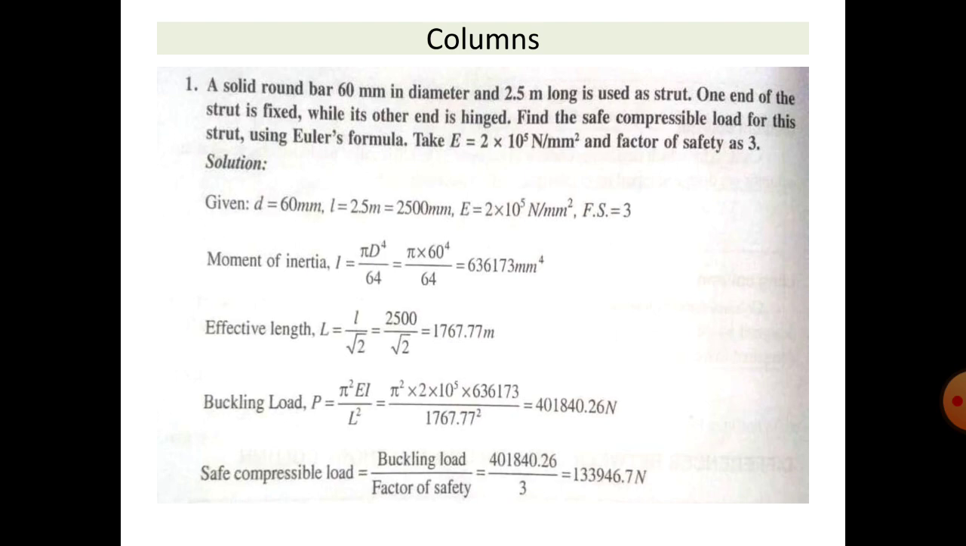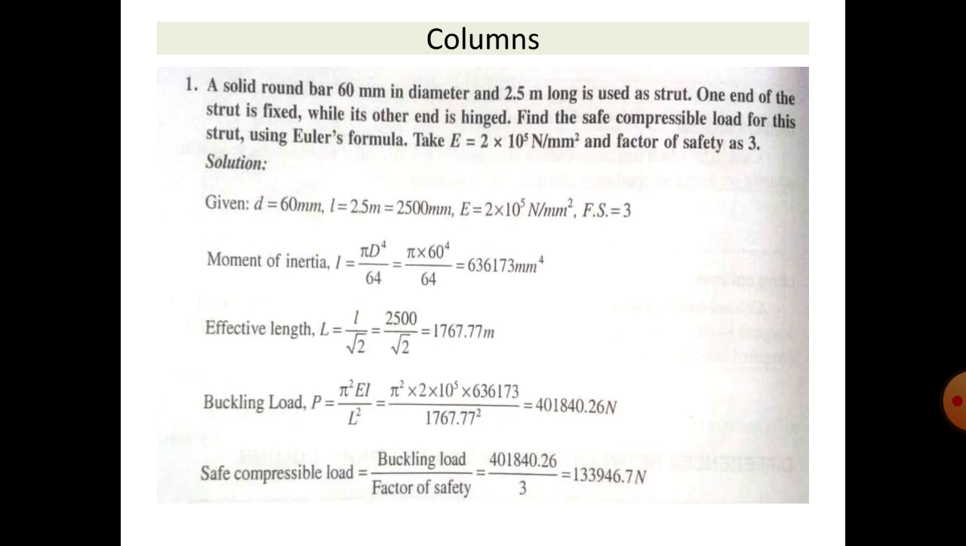So we'll first try to find out what the problem is. A round solid bar of 60 mm diameter and 2.5 meter long is used as a strut. It might be a column or it might be a strut. They might give it as strut or column. Don't worry, don't panic. The steps will remain the same. Nothing will change.